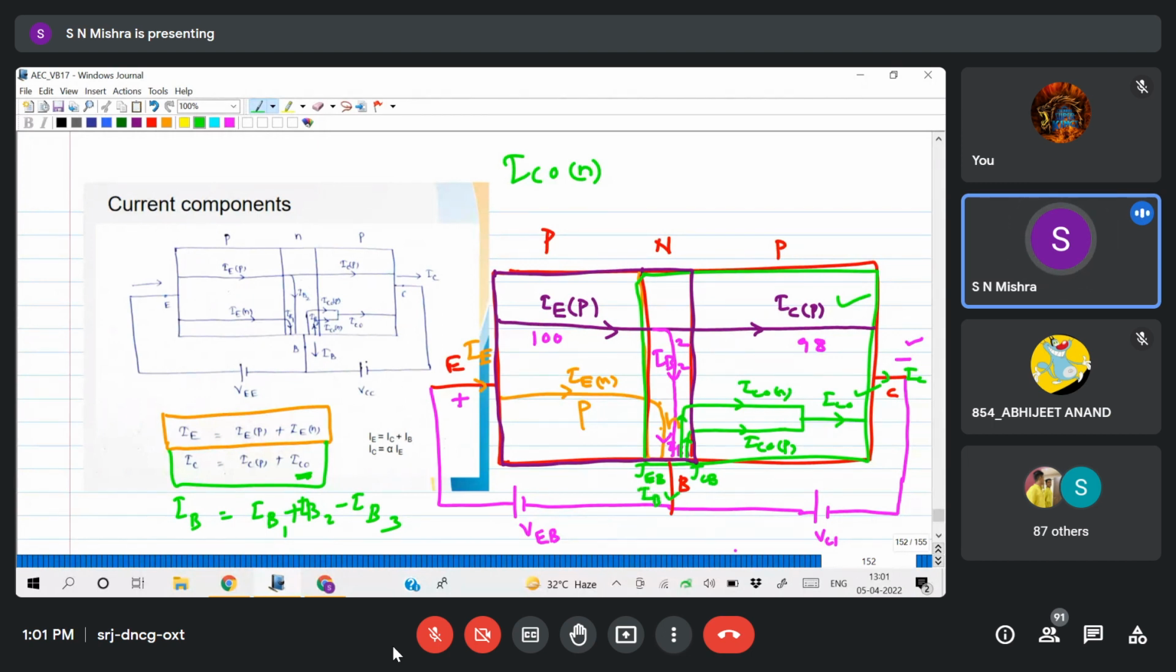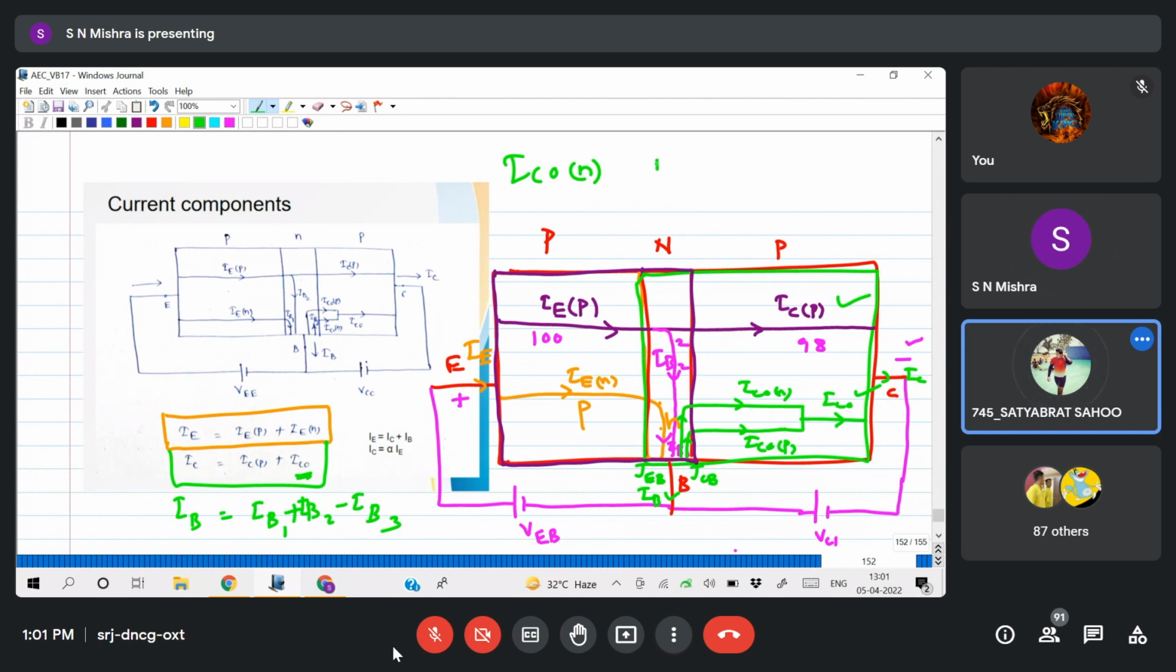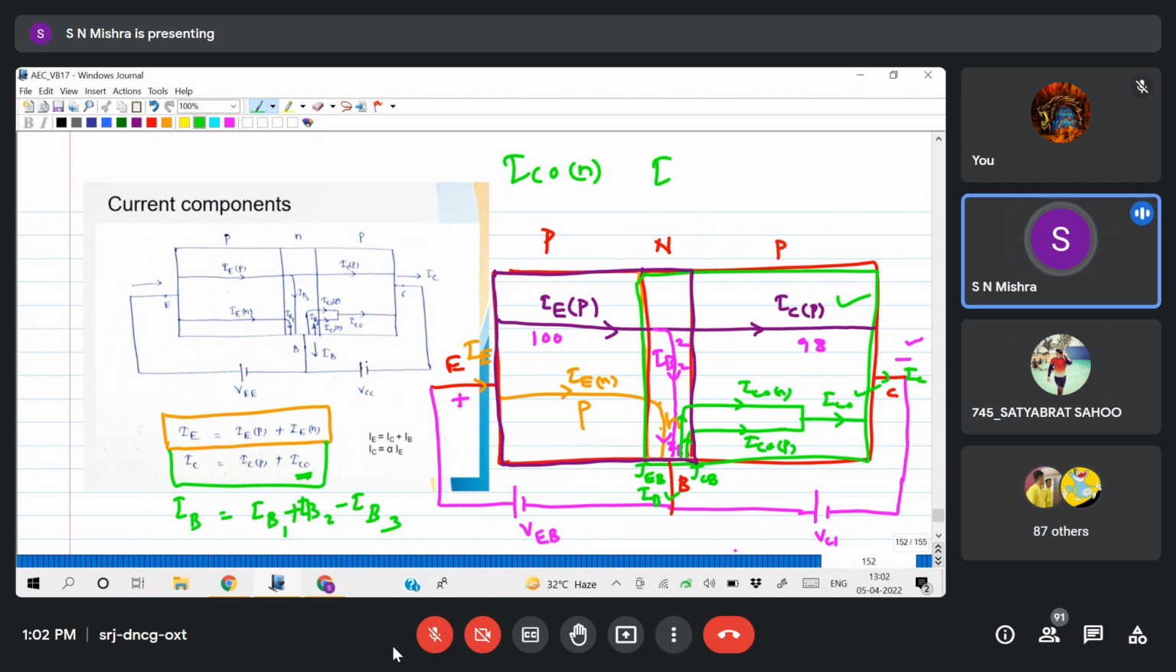So IE, IC, IB, these are the three components we have discussed. And if I take entire thing as KCL, yes, So we have physics class at 1. I already told you, na, you hold for 1-2 minutes.